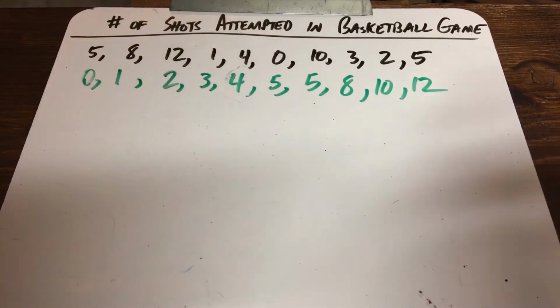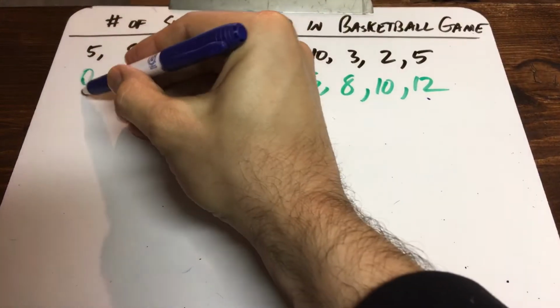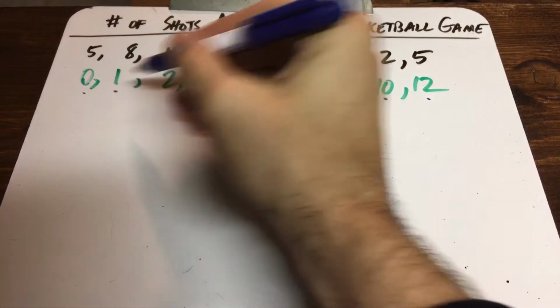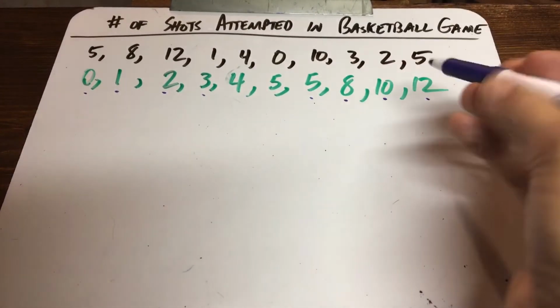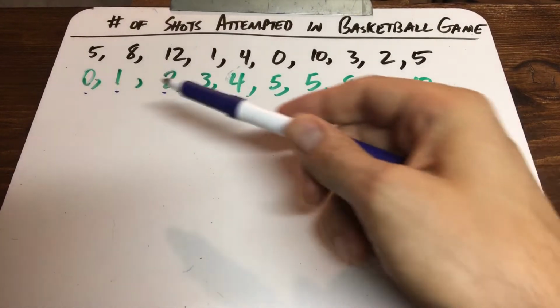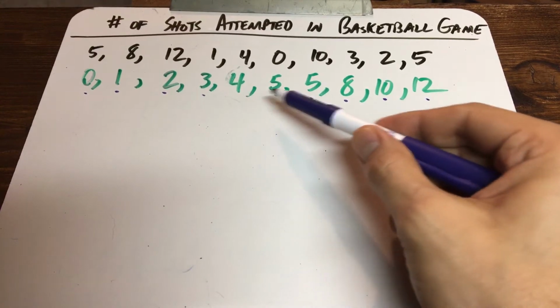I need to find the median. Okay, so I like to put a little dot. I don't like actually crossing out the numbers because when you cross out the numbers then you can't see them. Okay, so I'm stuck here. I have 4 dots on the left. I have 4 dots on the right. I have 2 numbers in the middle.